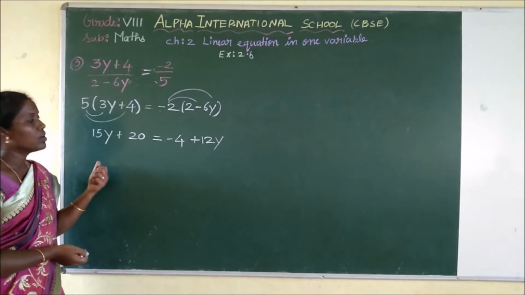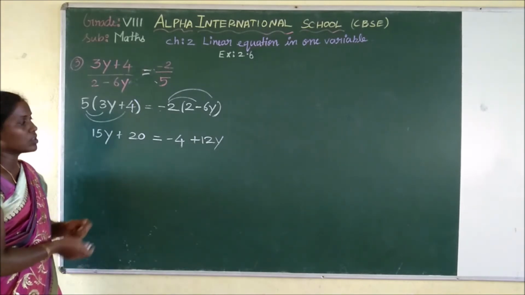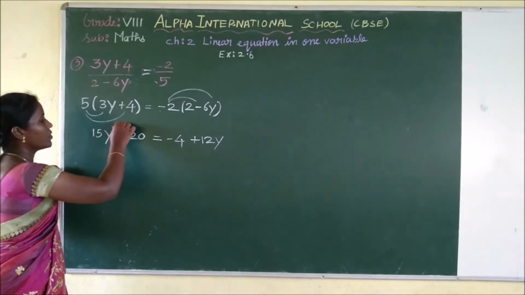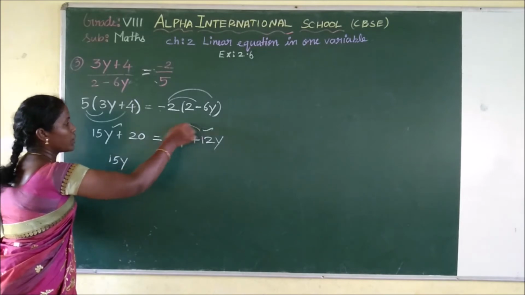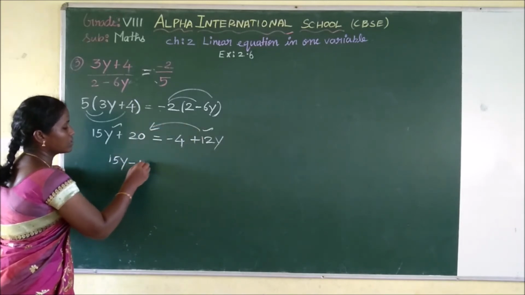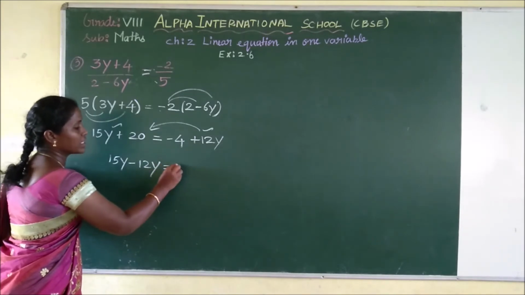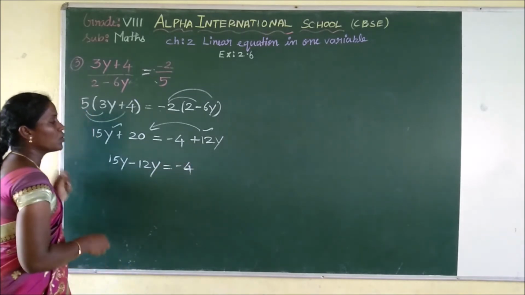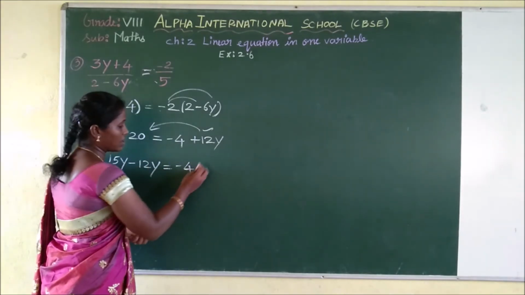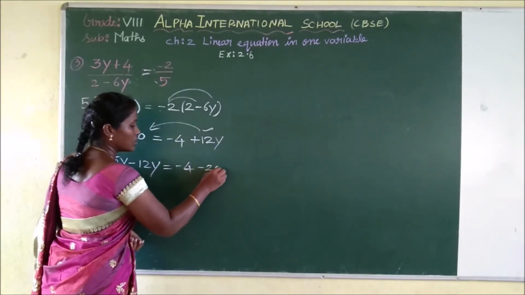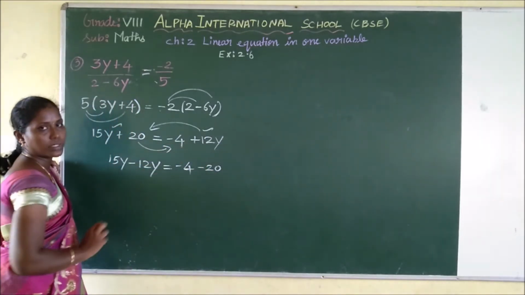Now what is the next step we have to do? We have to group the variables to one side of the equation and numbers to the other side of the equation. What are the variables? We have 15y and 12y. Shall we take 15y, put here 12y. If it comes here, it is minus 12y. What about the number? Minus 4 exists here itself. So minus 4, plus 20 comes here, it is minus 20. Isn't it? Plus moves to the other side of the equation, it is minus 20.